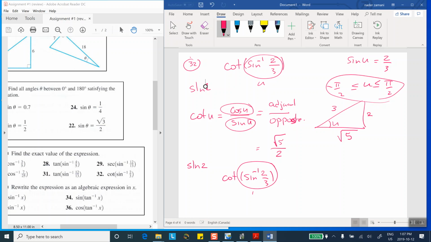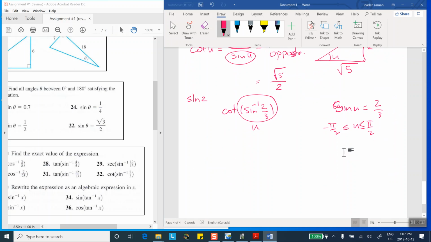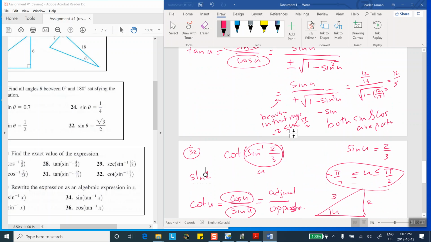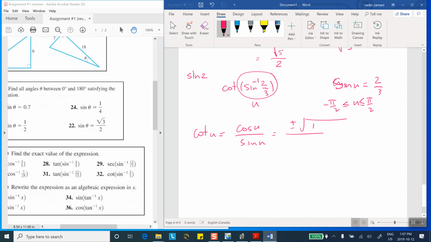Call this thing u. So we have sine of u equal to 2/3, and u is between pi over 2 and minus pi over 2. Okay, so we have cotangent of u equal to cosine of u over sine of u. This is plus or minus square root of 1 minus sine squared u, divided by sine of u.